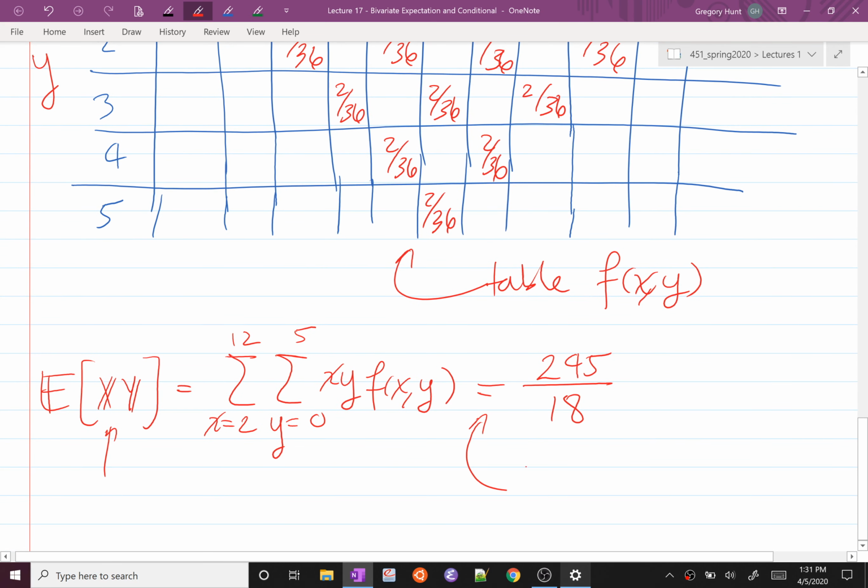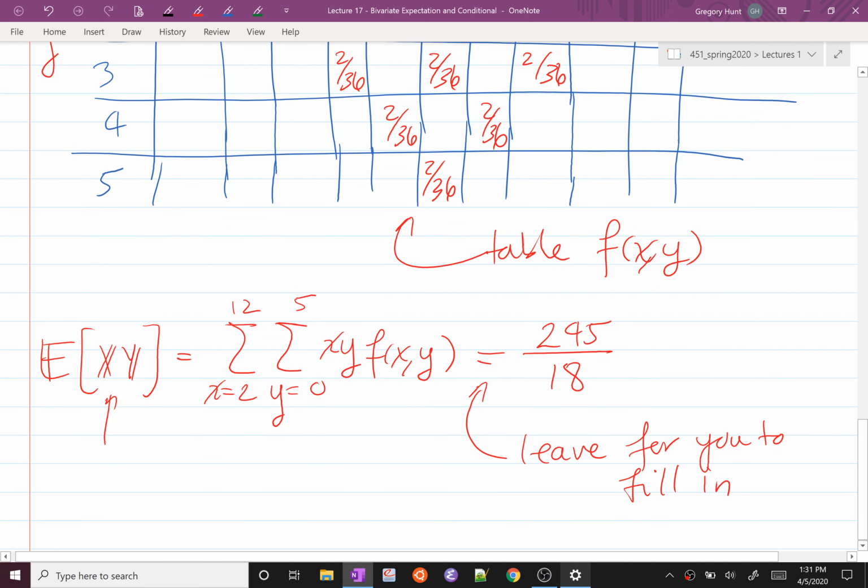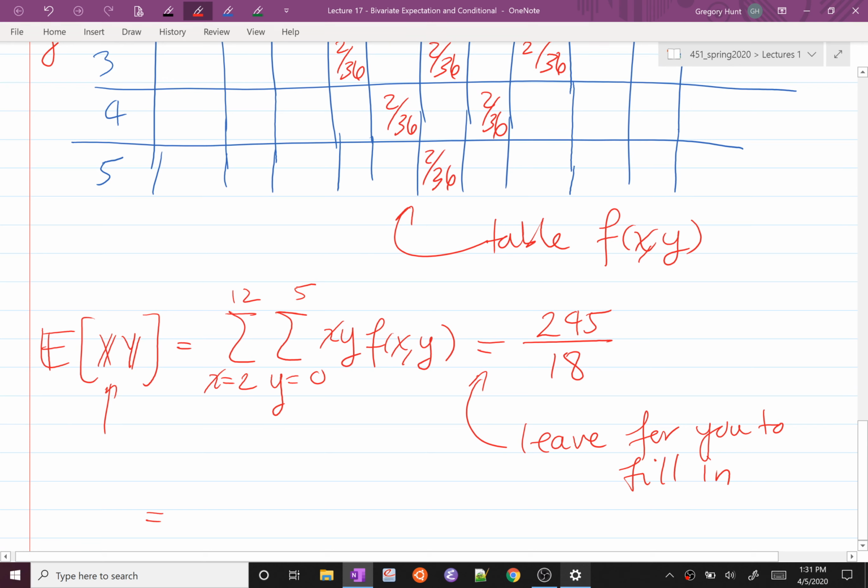And so I'll leave for you to fill in those steps there. But we have the whole table, and then you just have to sum x times y, right? So let me just do the first couple steps, right?